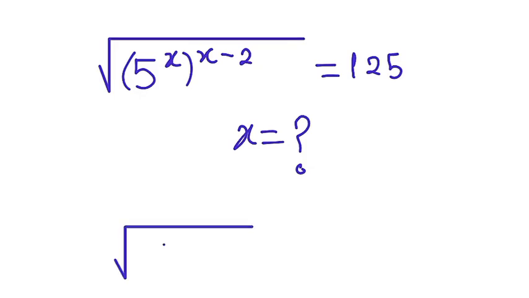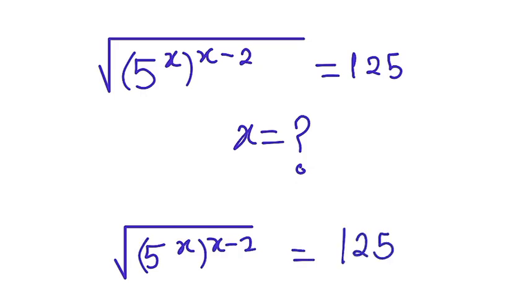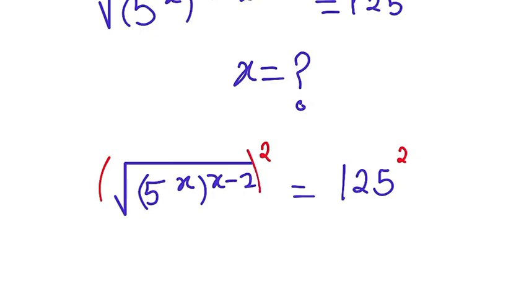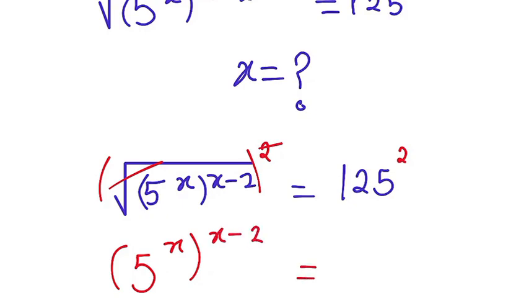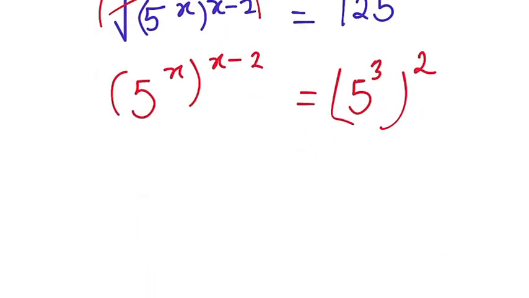I have 5 to the power of x, then to the power of x minus 2, equals 125. So now if I square both sides like this, this square will cancel this, and we're going to have 5 to the power of x, all to the power of x minus 2. Then 125, I'm not going to take 125 to the power of 2, I'm going to do 5 to the power of 3, because 5 to the power of 3 will give me 125, then to the power of 2. Understood? So from there, I'm going to have 5.